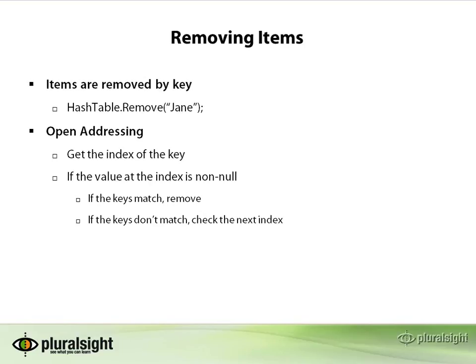But this does get more complex. If you had multiple collisions that all cause the walk forward, when you remove an item, you create a null slot. And now what you have to do is look at every non-null item after that item and figure out if it was a result of a collision. And if it was, you have to re-add it back into the table. And this gets really tedious to maintain. And it's why I'm not a big fan of open addressing when implementing a hash table for teaching.